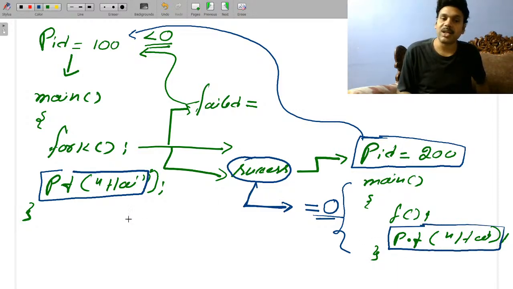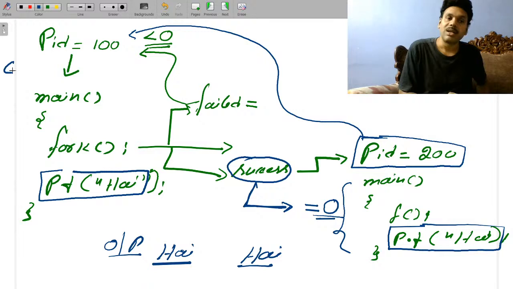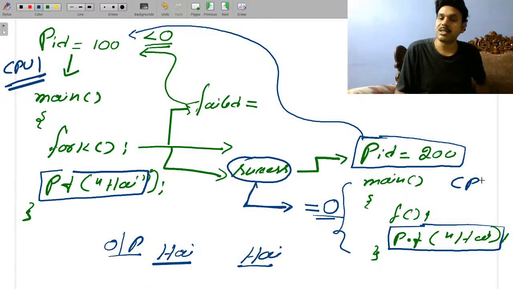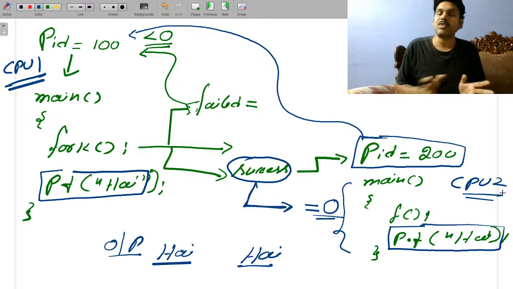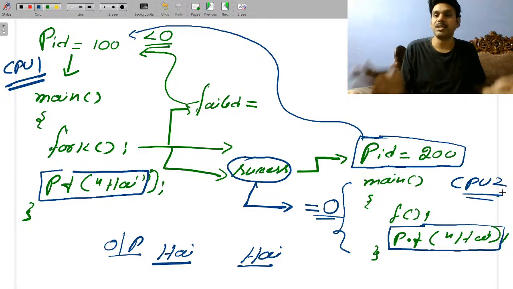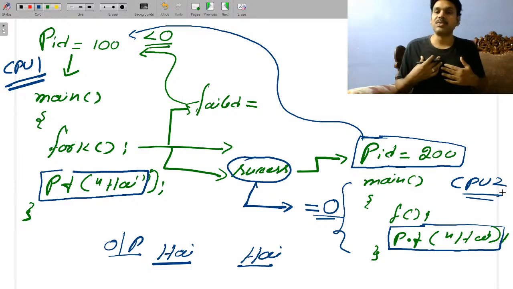And finally, we understand that your output is being executed on two different processors, and you're going to get HI and HI. If I assume that this is running on one processor and this is running on another processor, both processors are busy executing and you will get the same output from different CPUs. So my motto is satisfied. What is that?